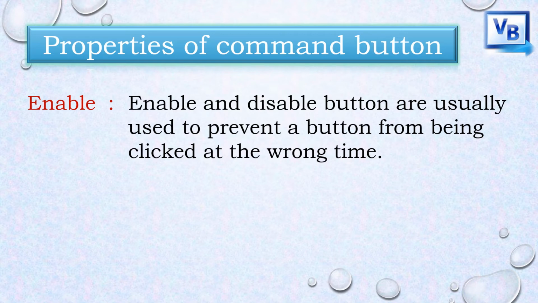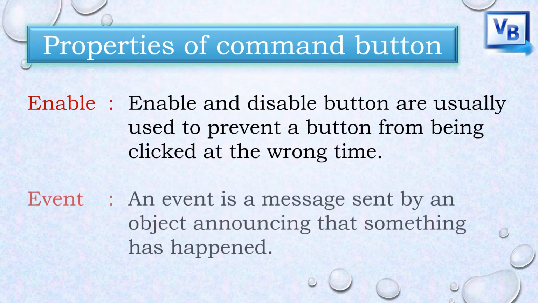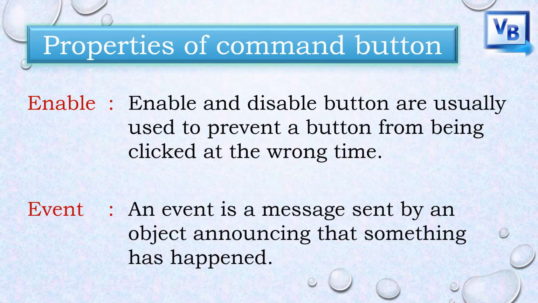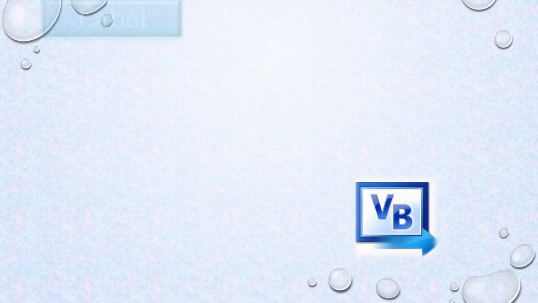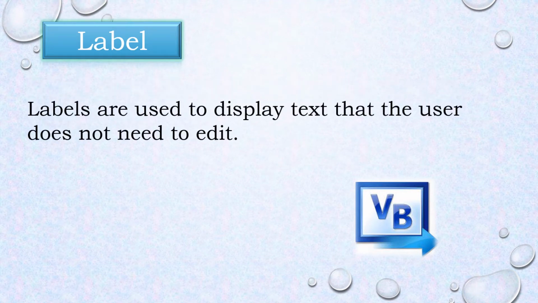Event. An event is a message sent by an object announcing that something has happened. Label. Labels are used to display text that the user does not need to edit.